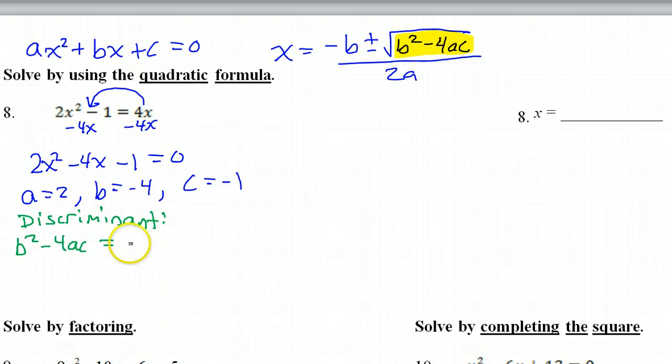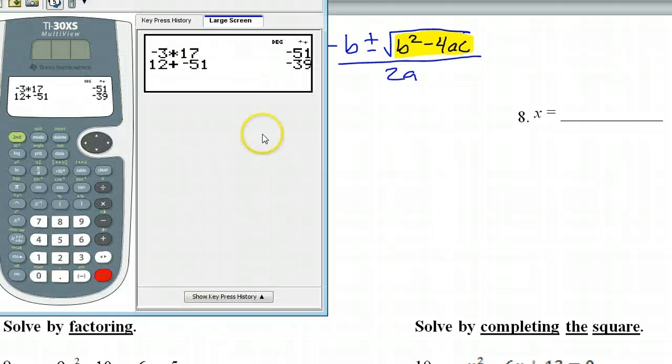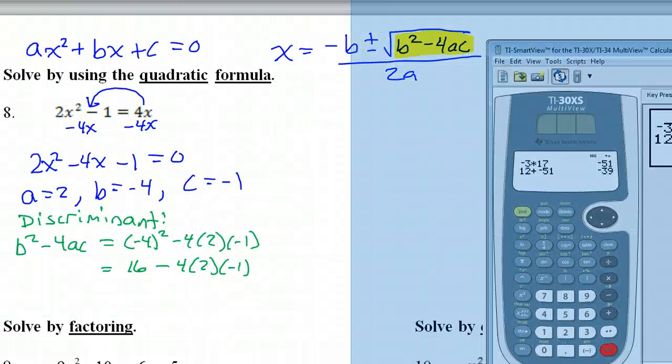Okay, in this case, that is negative 4 squared minus 4 times 2 times negative 1. And I encourage you to write that as 16. You know it's positive 16. Do not write negative 4 squared, just do 16 minus 4 times 2 times negative 1. And we can just put this in the calculator. Like this.